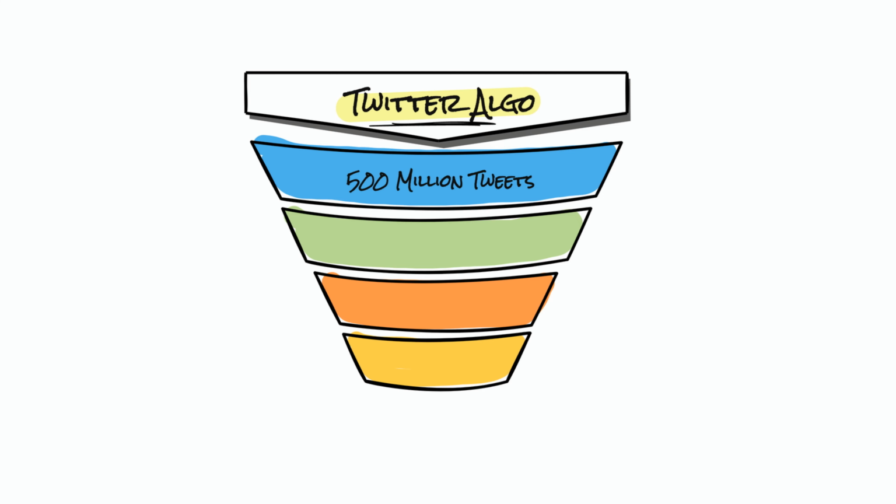Finally, once tweets go through the third stage of the algorithm, the tweets that pass that will be on your home feed. We know in the first stage, Twitter needs to figure out how it goes from 500 million tweets all the way down to 1,500 tweets. So how do they do this?